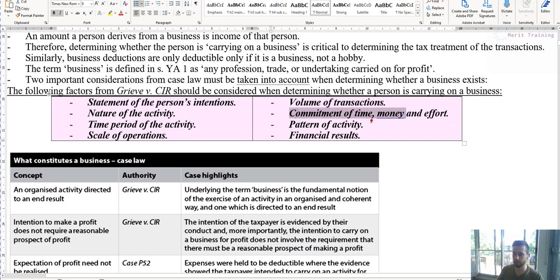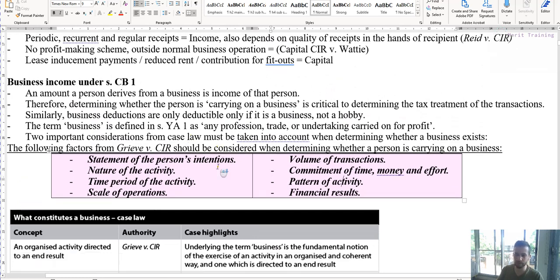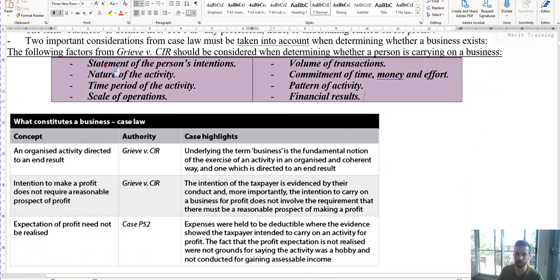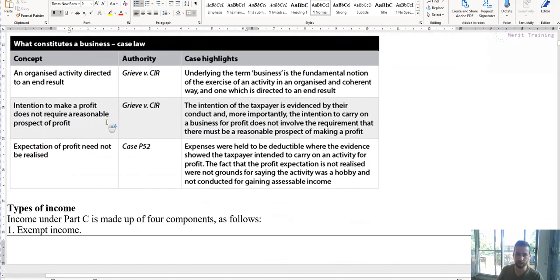What's the commitment? How much money have they put in? How much effort have they put in? What's the pattern? Are they doing it just short term or is it long term? What's the financial result? Obviously there are a lot of factors to consider, and there's not one clear answer all the time. But if you consider all the facts and apply these kinds of questions, you should be able to figure out whether you're carrying on a business or a hobby.